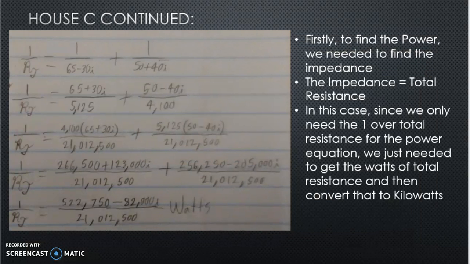Alright, so firstly, to find the power, we needed to find the impedance, which is actually the total resistance of the house. But in this case, since we only needed 1 over the total resistance, because the power equation would allow us to just keep it at 1 over the total resistance without having to convert it back to resistance total, we just needed to get the watts of the total resistance, then convert that to kilowatts.